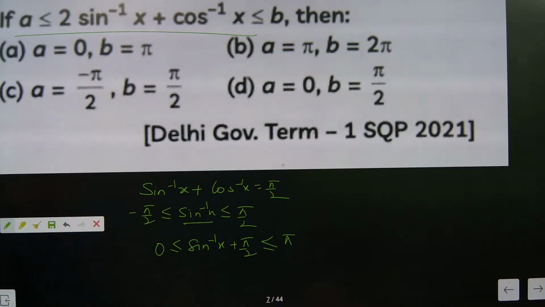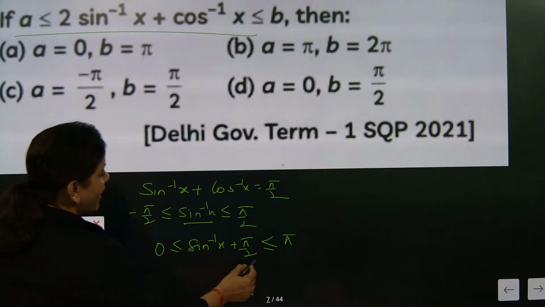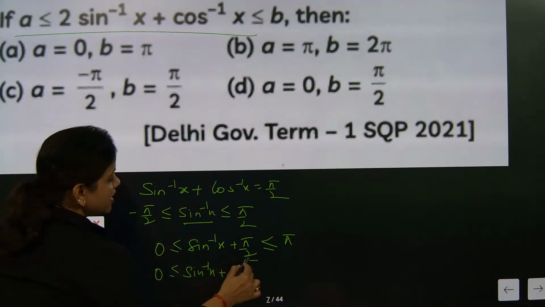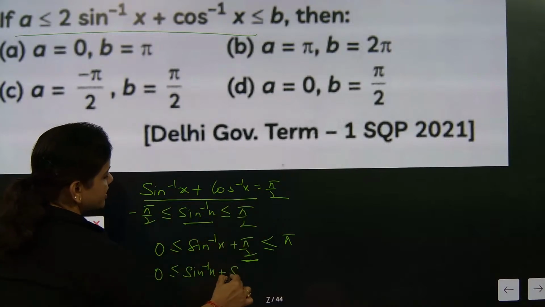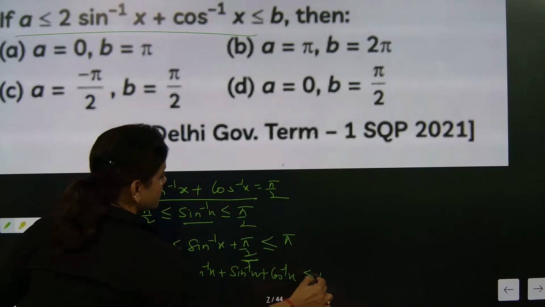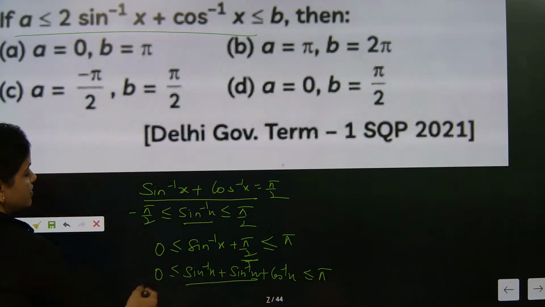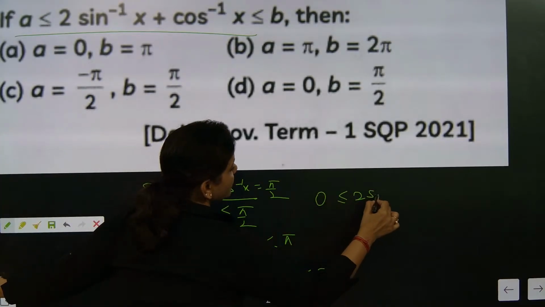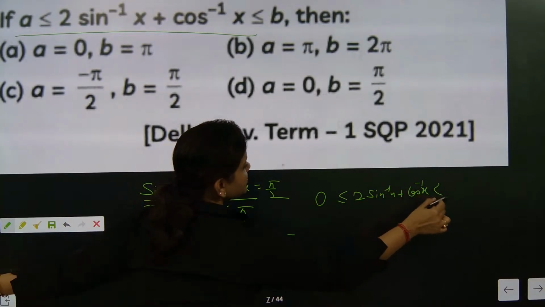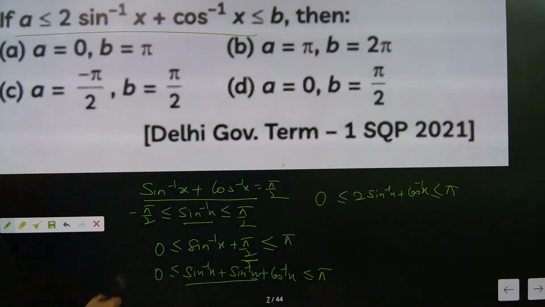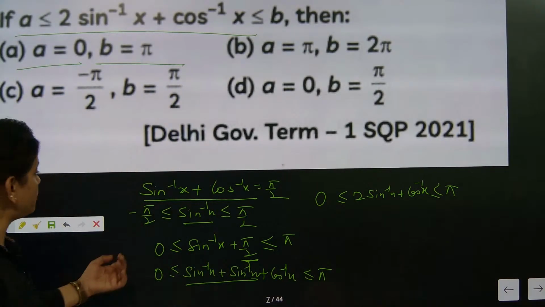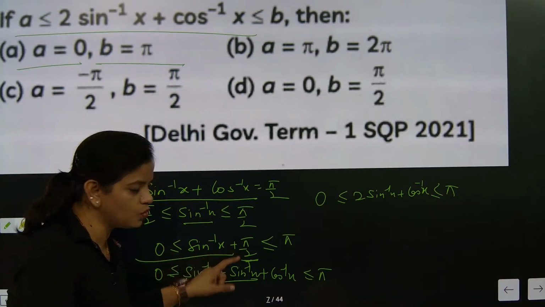Once we have written this section, that means here pi by 2 means we can write here sin inverse x plus, instead of pi by 2 can I write sin inverse x plus cos inverse x. So here sin inverse x will become 2 sin inverse x plus cos inverse x, and that lies between 0 to pi. So definitely a value will become 0 and b value will become pi. This is one of the most important part to be noted.